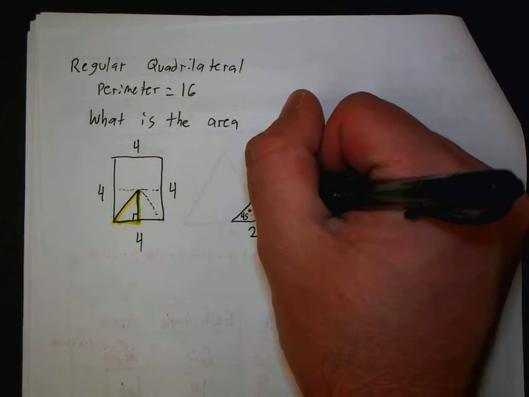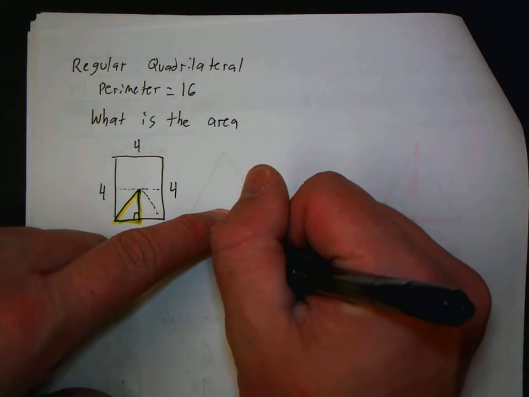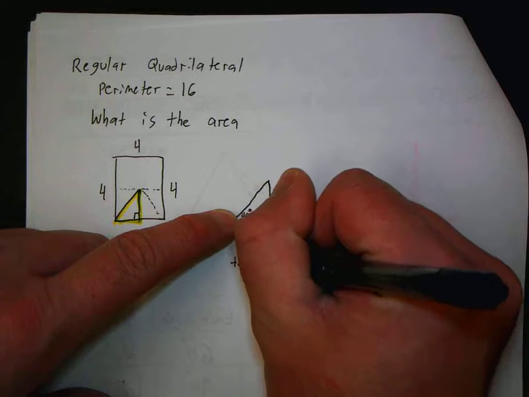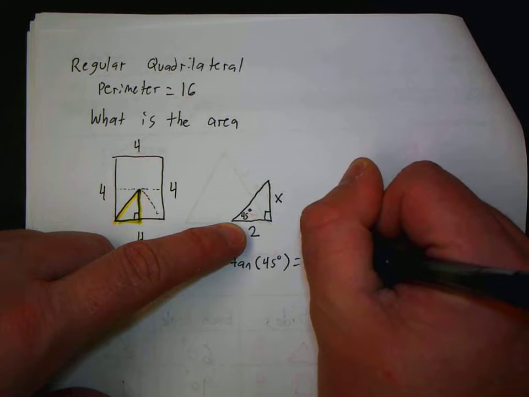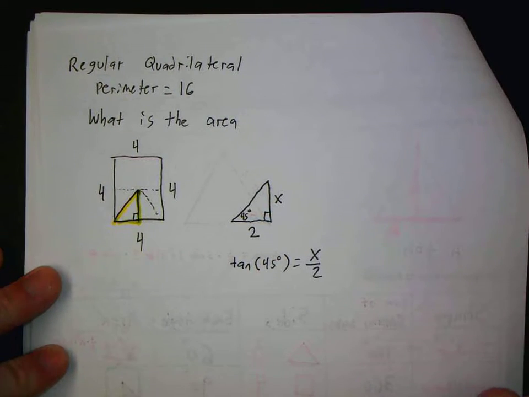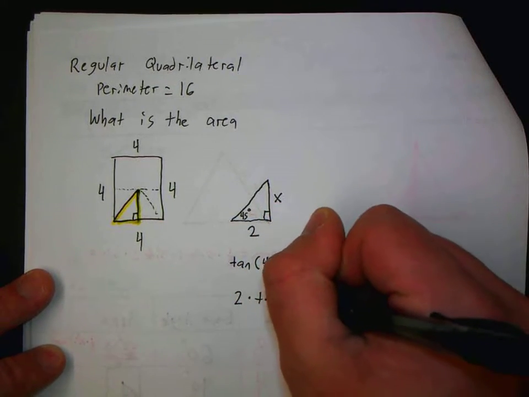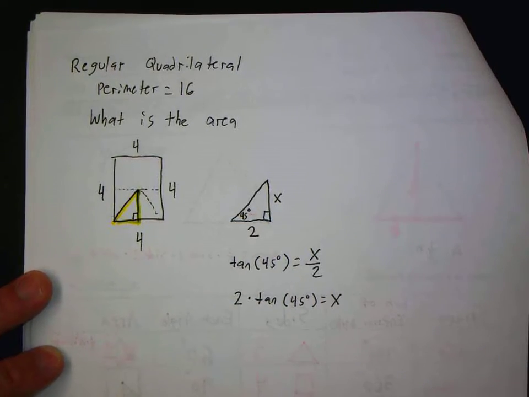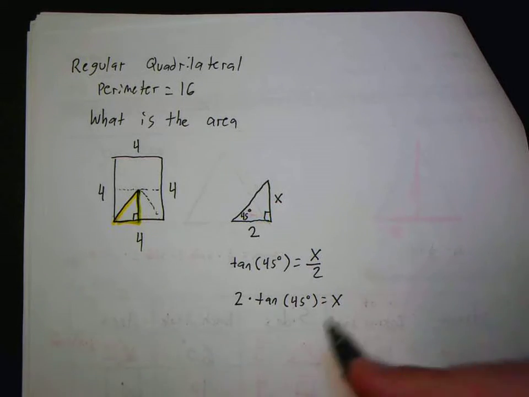So I need to find this. Well, I know trig ratios, and I know that the tan of 45 equals TOA, x over 2. And then if I solve that, I get 2 times tan of 45 equals x. Type that in your calculator. And you get 2.